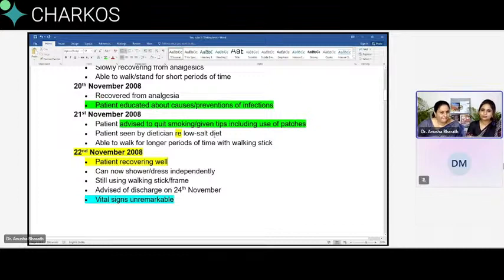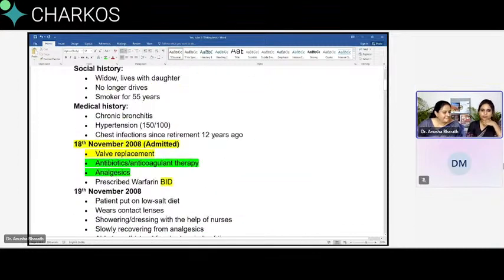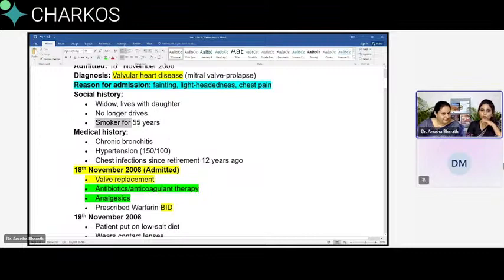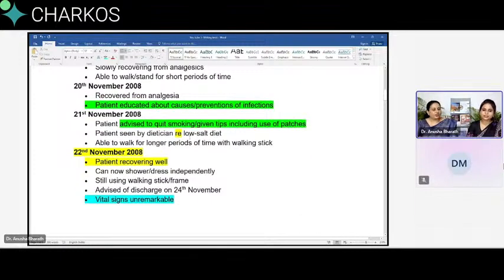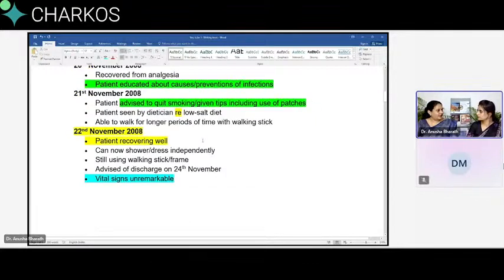Okay. But the important factor here is that the patient has been a smoker for 55 years, which in fact has led to her current condition. Yes. And that's the reason they have educated her. Exactly. Okay. So she has been educated regarding the prevention and she has also been given advice about how to quit smoking. Okay. So how can we write that?